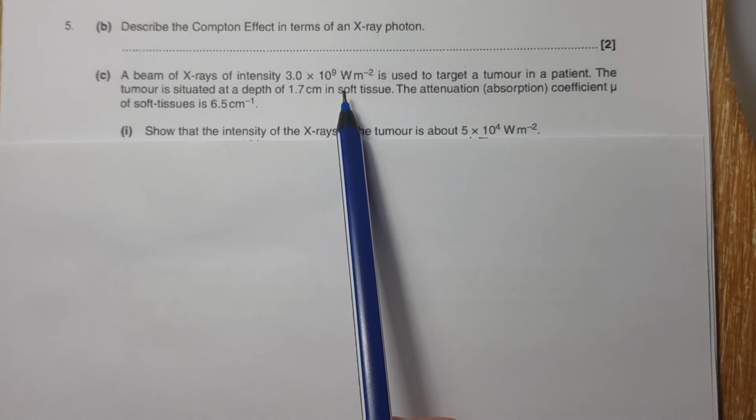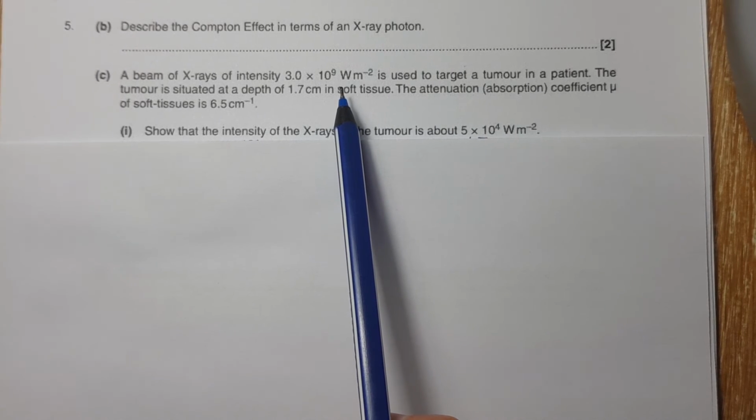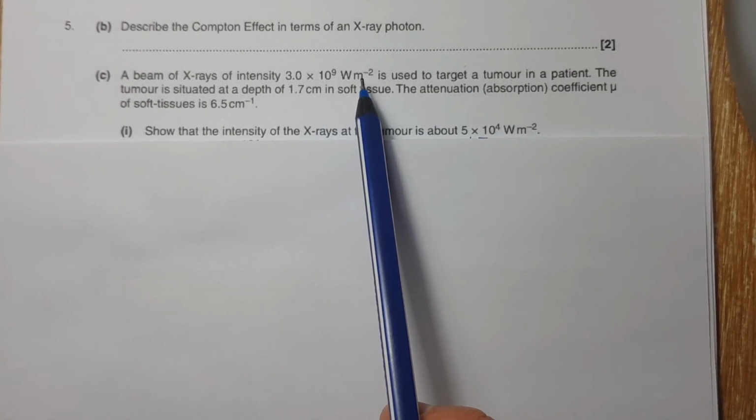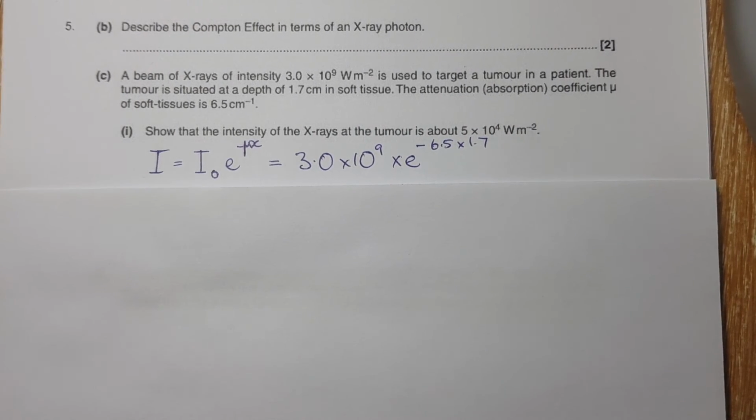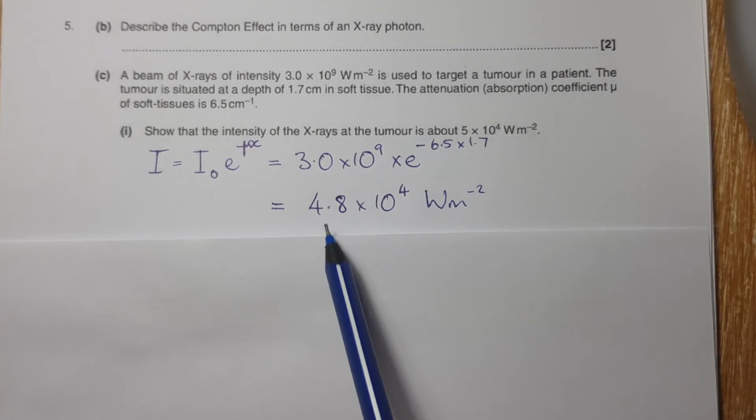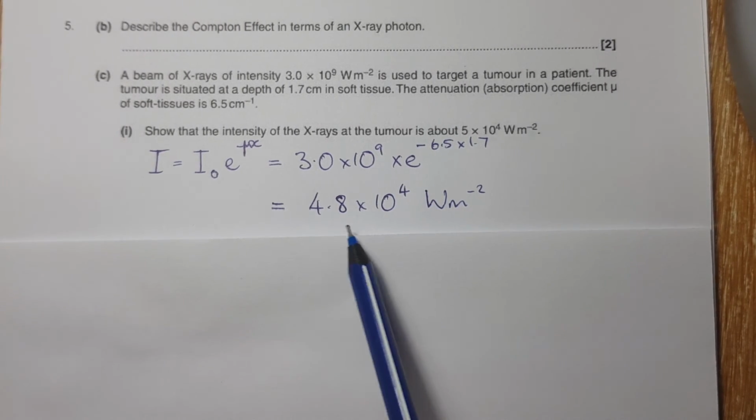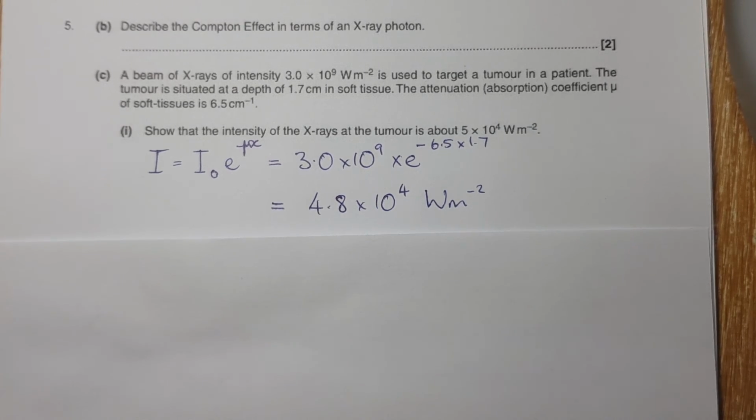For the next part, we're going to use the attenuation formula, and just to note here, you've probably spotted I made a mistake earlier. I said intensity was measured in watts. It's power that's measured in watts. Intensity is measured in watts per metre squared, so please excuse me for that mistake. On we go. So the intensity formula is that one here, and putting our numbers in, we get this. Remember, don't round because it's a show that question.